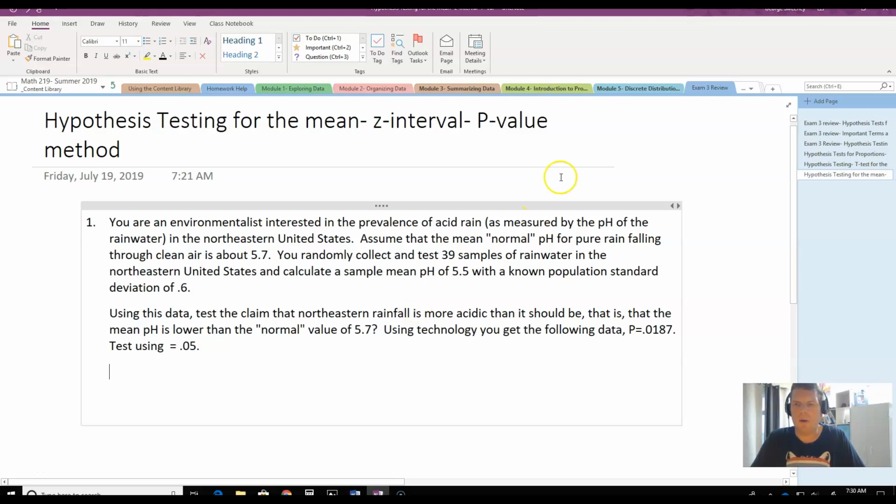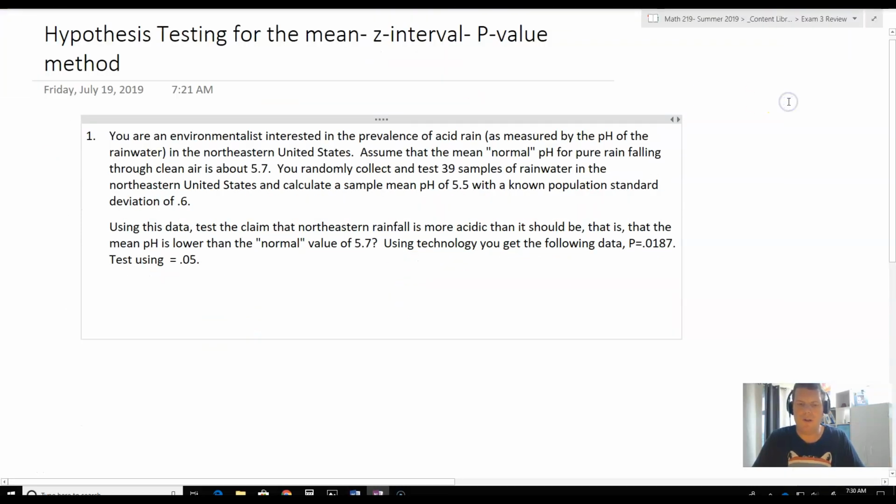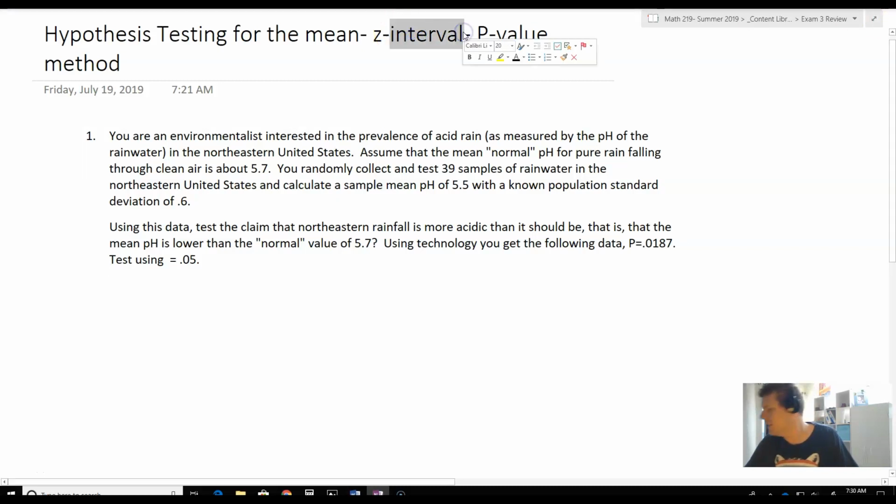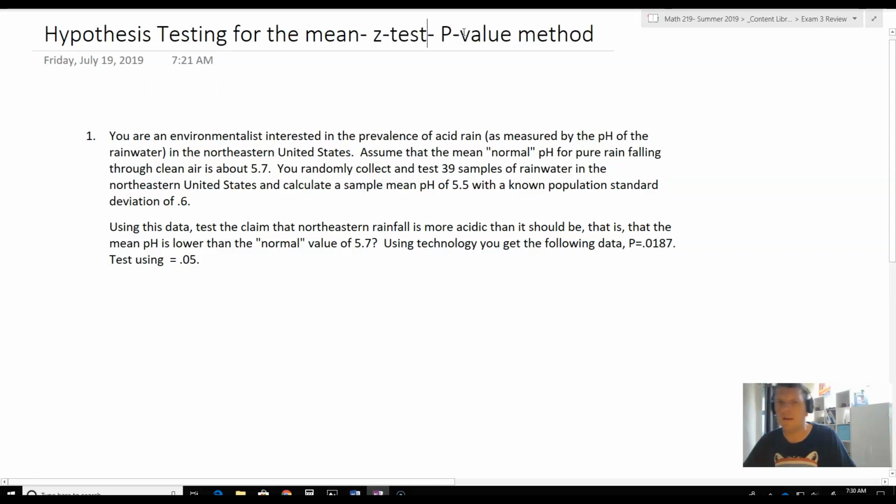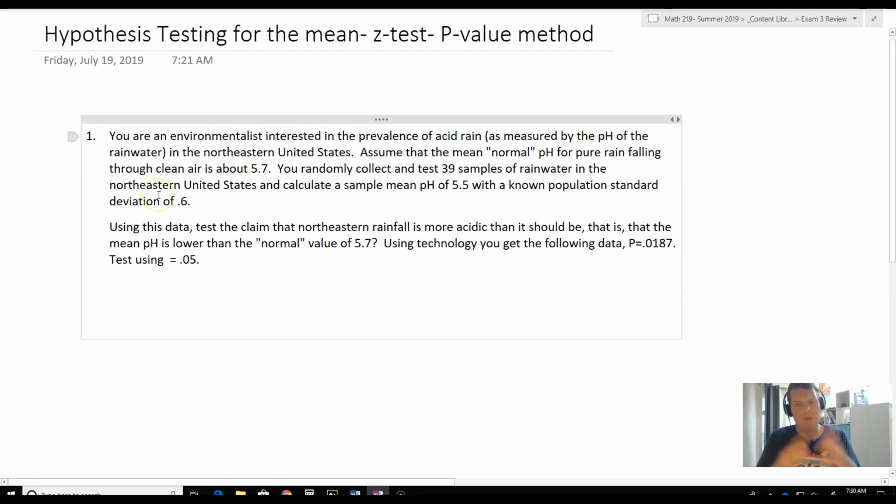All right, so what we're going to be looking at now in this video is a hypothesis test for the mean. We're going to be looking at a z-test, and the method we're going to use is the p-value method. On the exam, you'll actually be given the p-value since you're not going to have to compute it. So what we need to be able to do is use that p-value in comparison to the significance level in order to tell us the result of our test.